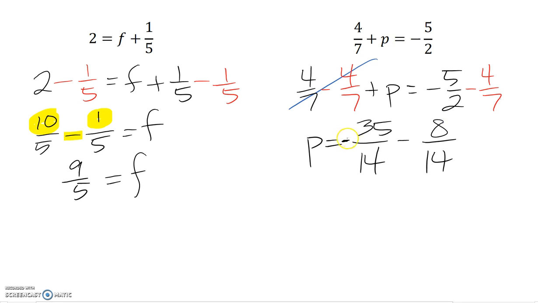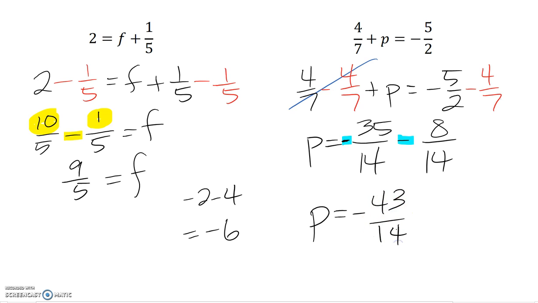So in this case, we have a negative minus something, okay? And that means we have two negatives, so we have p equals negative what? 35 in this case. Remember, anytime you have like -2 minus 4, that equals what? Well, you add the numbers, keep the negative sign. So in this case, we have 35 plus 8, so that's going to be 43. So -43 over 14. You carry the negative sign all the way through.